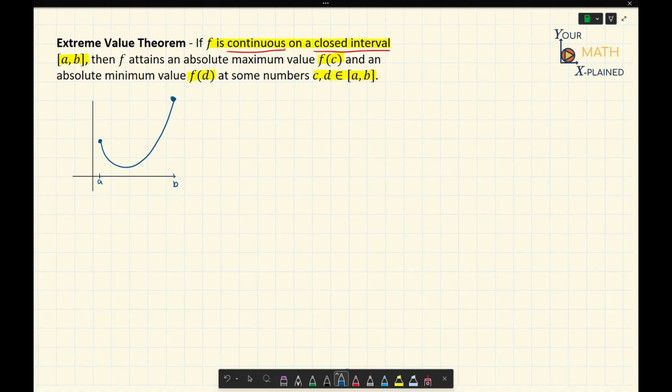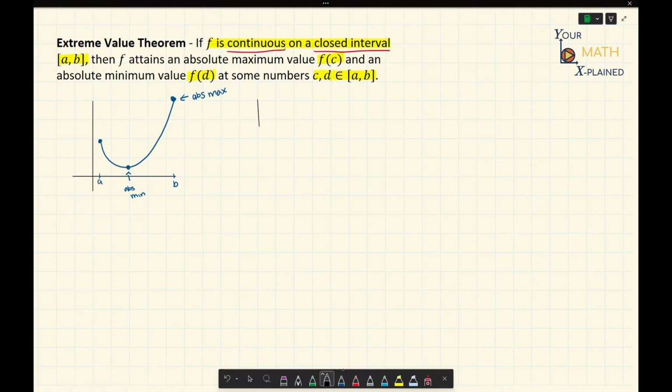Now this function f is continuous on the closed interval AB. Therefore, it must have an absolute max and an absolute min, and we can see that that is the case. We have our absolute max right over here, and then we have our absolute min right down here.